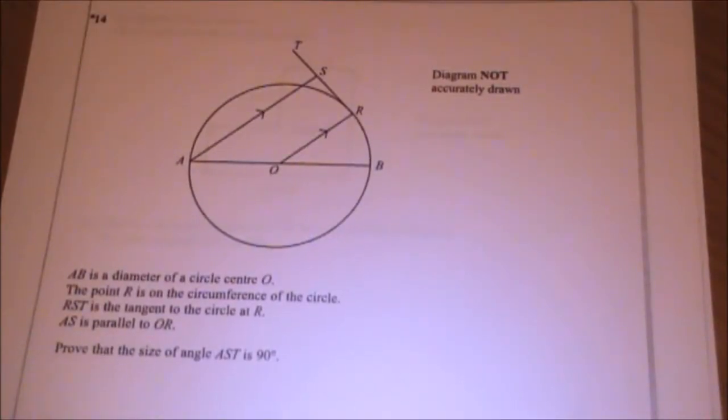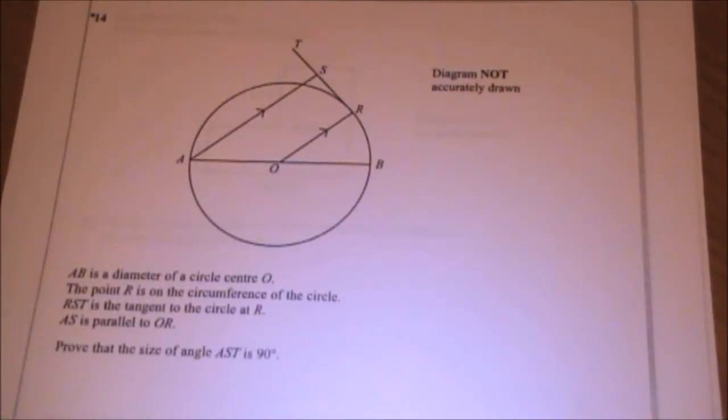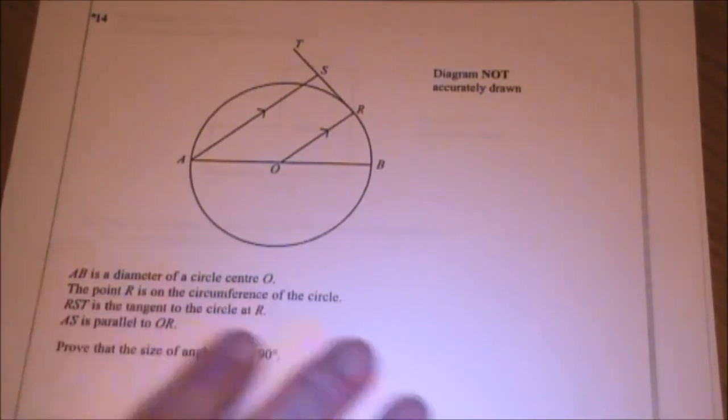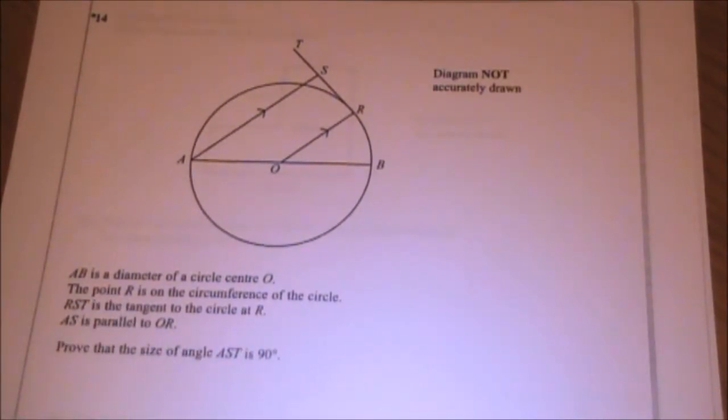Question 14 is a circle theorem question. And whilst it looks pretty nasty because of all these lines inside it, it's one of the more simple circle theorem questions I've seen. However, it does have a set of parallel lines, so it expects you to know the angle properties of parallel lines. So you may need to go away and revise that before you have any understanding of what's happening here.